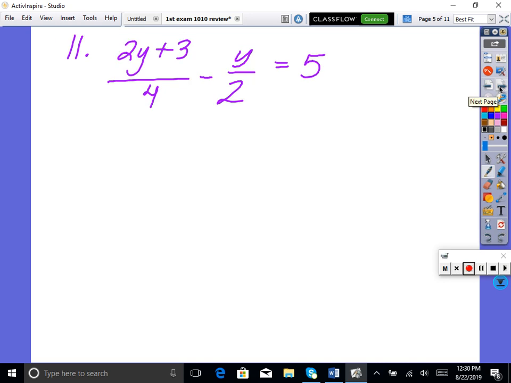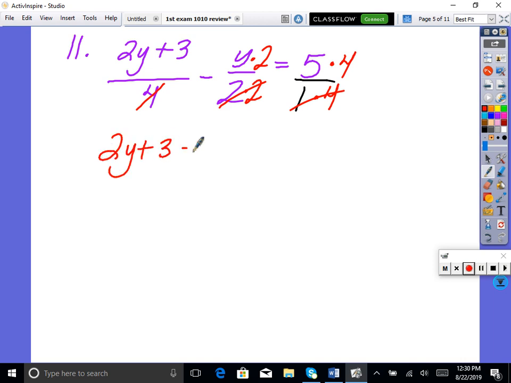All right, let's solve this one. Remember, we need to get a common denominator. Always put your ones in if there is not a denominator there. So we're going to times by 2, times by 2, times by 4, times by 4. So now our denominators are all 4, 4, and 4. We're solving, so we can't ignore it.